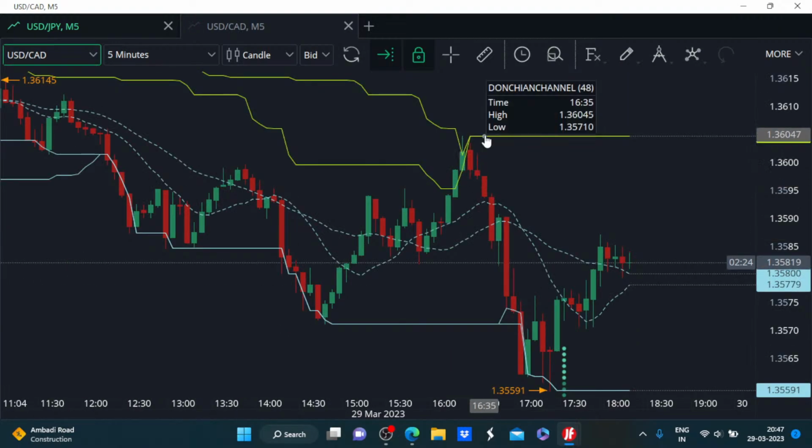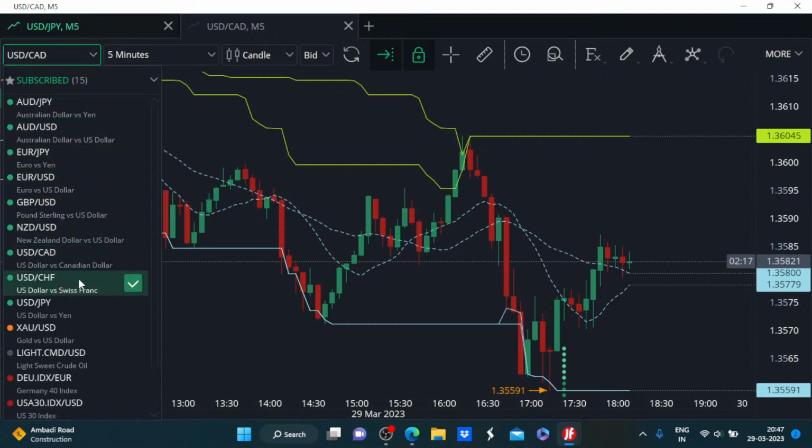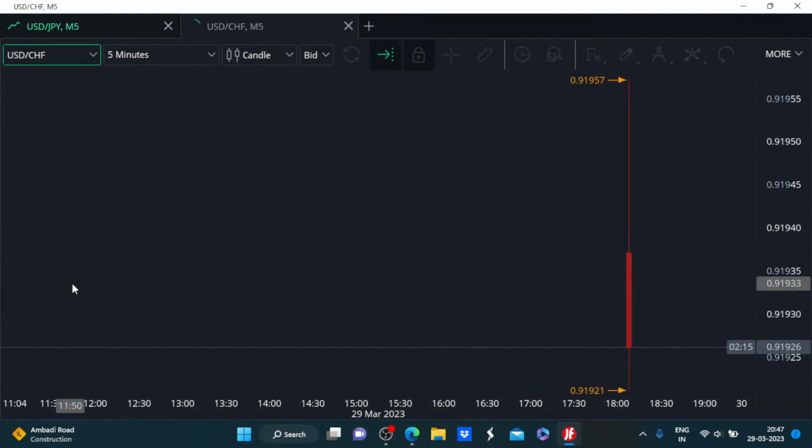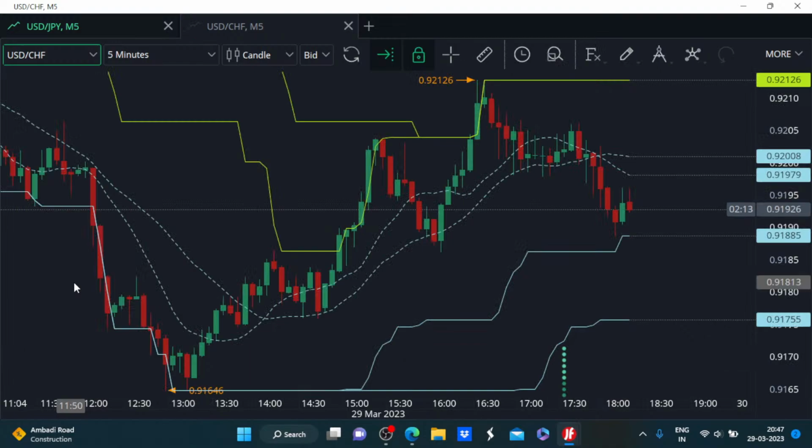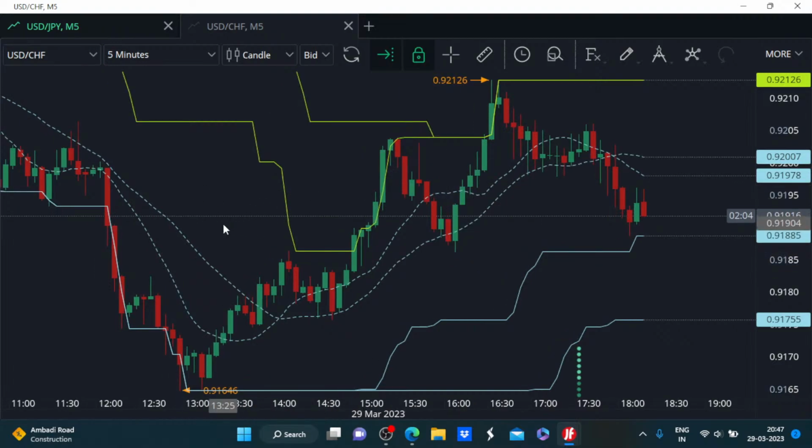For CAD, yeah, there was this sharp move of around 40 pips. So the CAD is also joining in this late surge against the US dollar. For CHF, the CHF is not really appreciating, rather it is in this situation where it is depreciating.